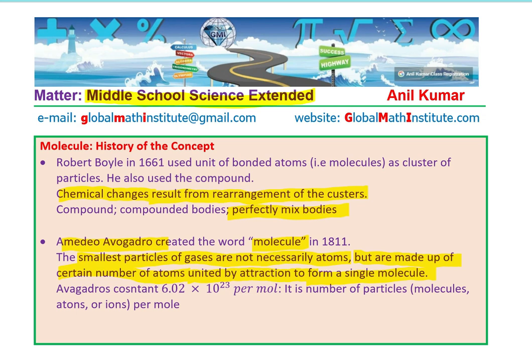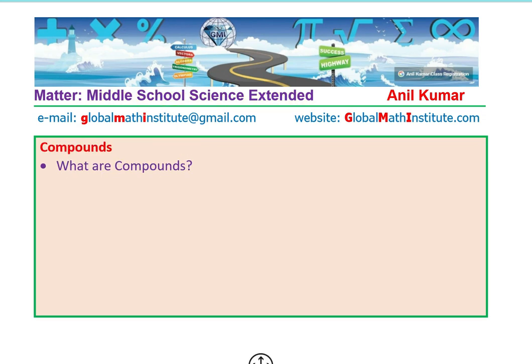So with that, now let us try to understand what compounds are. So let's think, what are compounds? Basically, what we say about compounds is that compounds are formed by two or more atoms of different kind.